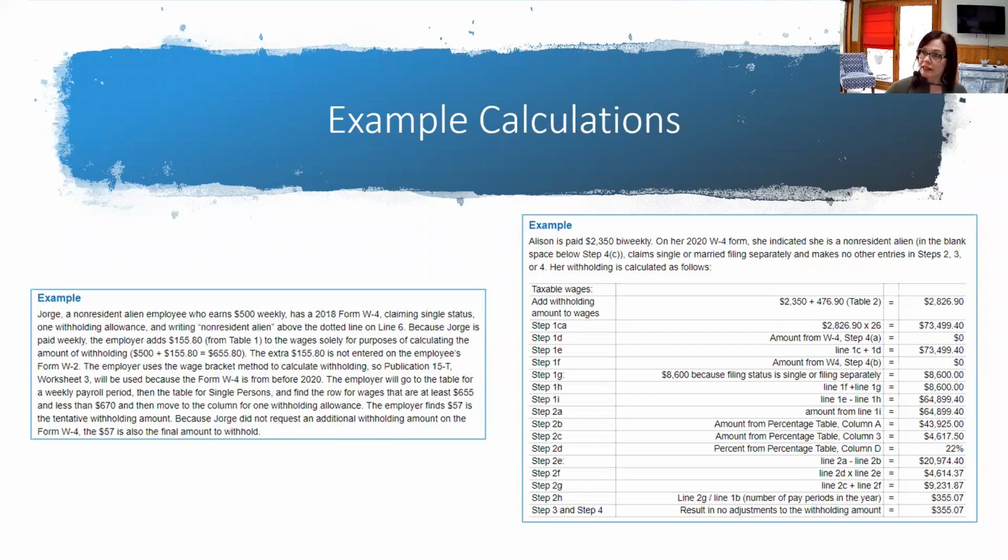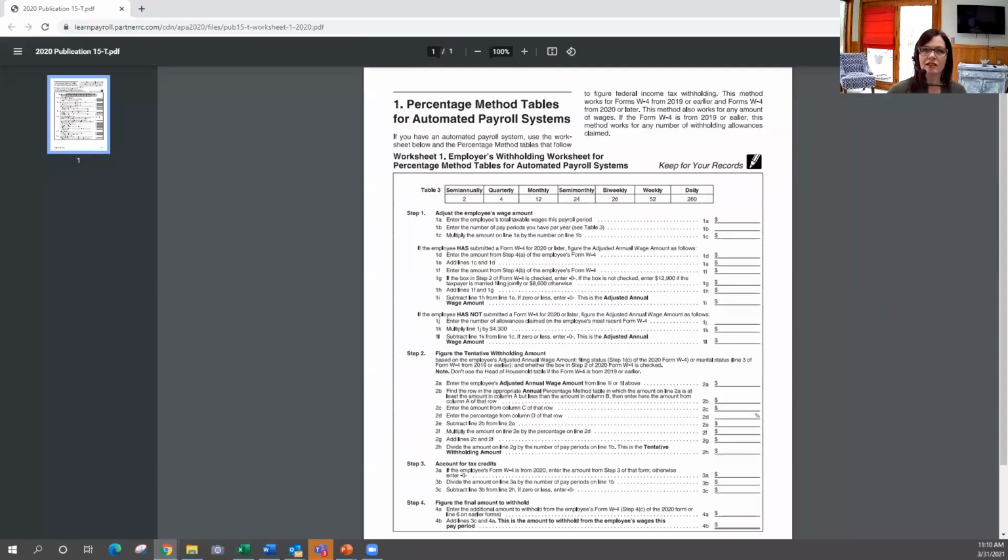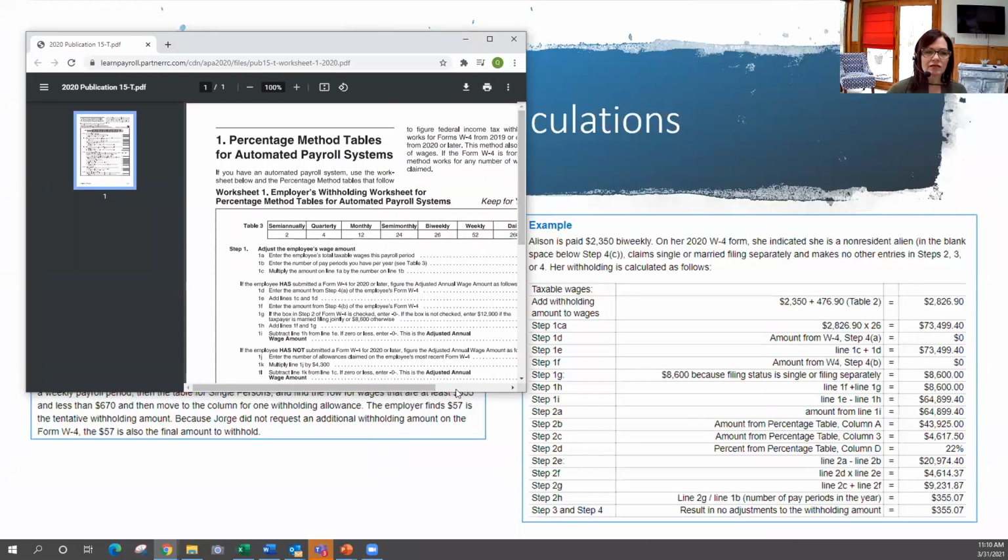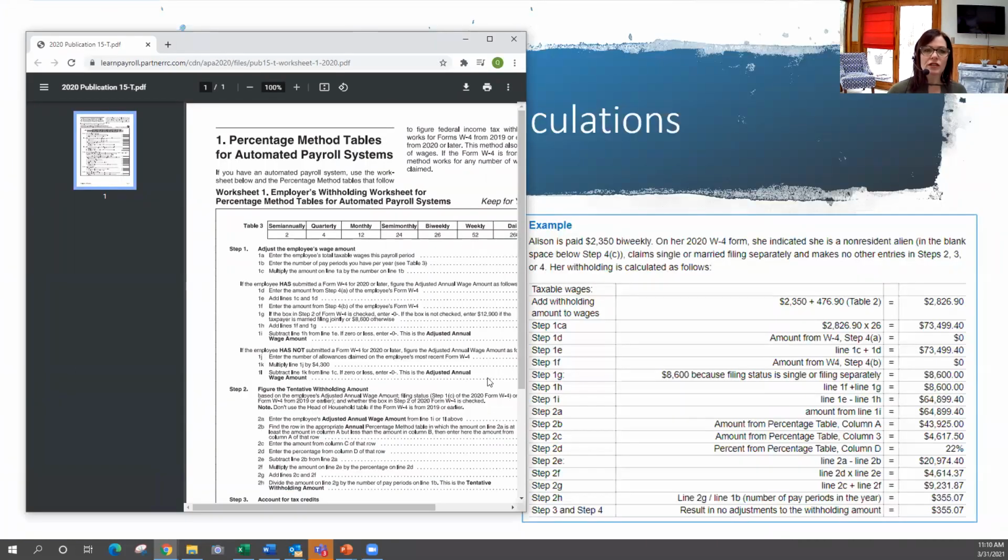This next one you'll see is a lot more steps, but we got this. I'm going to pull this over for a moment just to show you. In this one, Allison is paid $23.50 biweekly. On her 2020 W-4, she indicated she is a non-resident alien, claiming single or married filing separate, and makes no other entries.